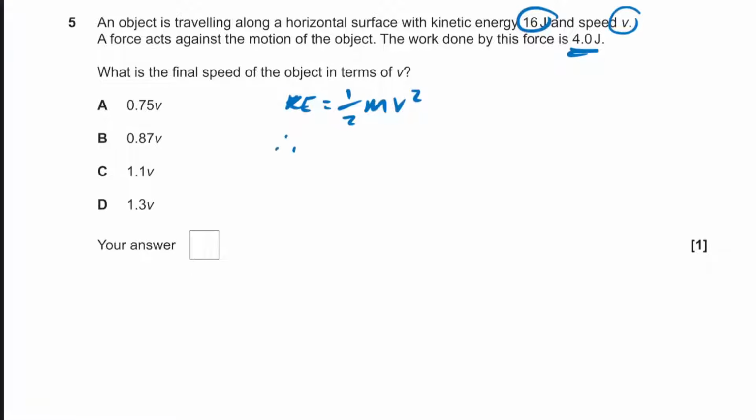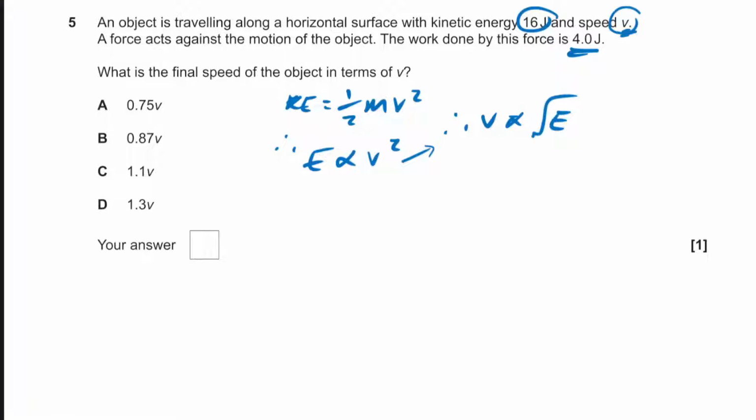So therefore, this is a proportionality question, by the way. We know this because we don't have a value for v. We're talking about in terms of just v. So we can say that E is proportional to v squared. There we go. We're looking for the final velocity. So therefore, we need to rearrange this to say that v is proportional to the square root of E.